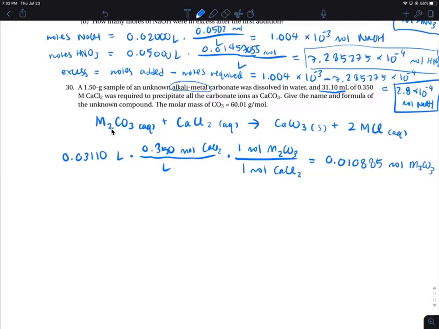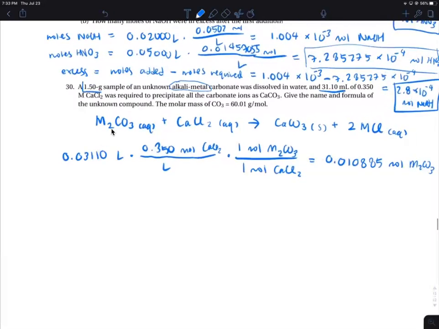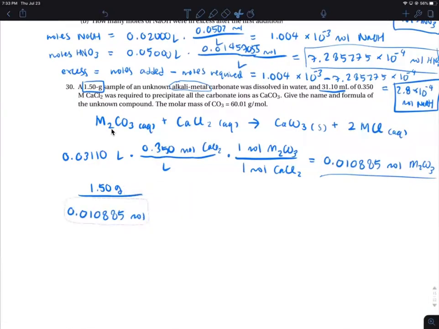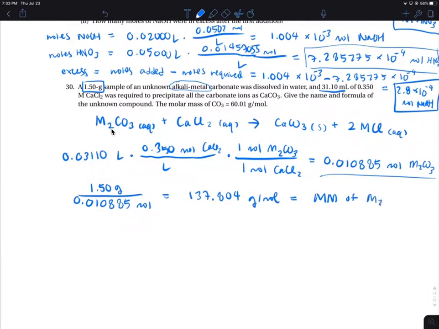All right, and we can go ahead and find the molar mass of M2CO3 since we're given that it's 1.50 grams and we have the moles. So we divide 1.50 by this number of moles that we just found. And that's going to give us around 137.804 grams per mole. So this is the molar mass of M2CO3.